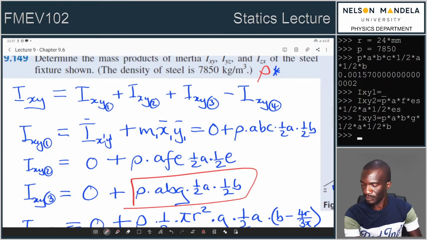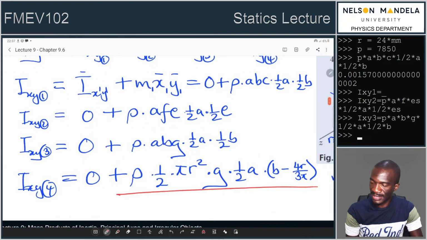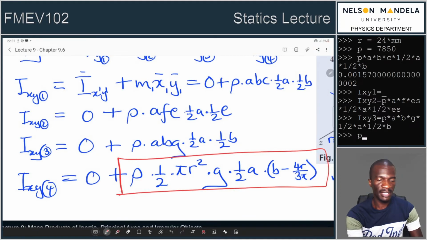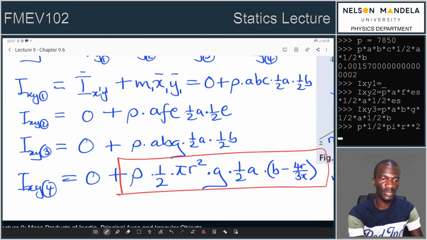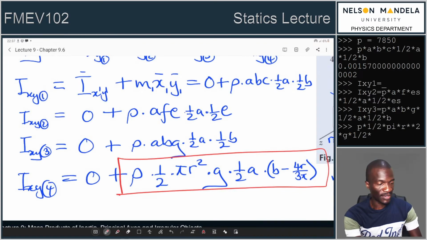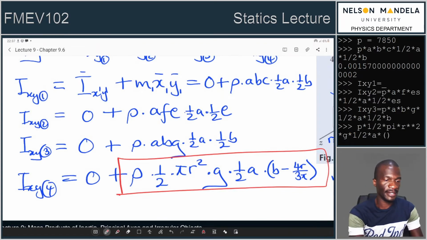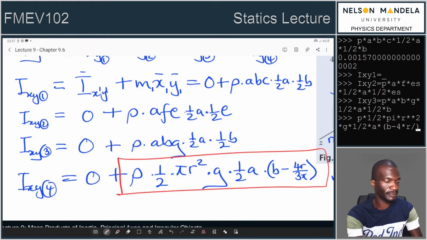There we have it. The last term which we are going to subtract is that term here. So that's our P multiplied by half of pi r squared. So that's pi multiplied by r. We already have r, so that's r squared. And then multiplied by a g multiplied by a half. Don't forget that this g has nothing to do with our acceleration due to gravity. So it's a parameter that I just wrote there. So half of a, and then multiplied by that bracket there. So that bracket is ab subtract 4 times r over 3 times pi.